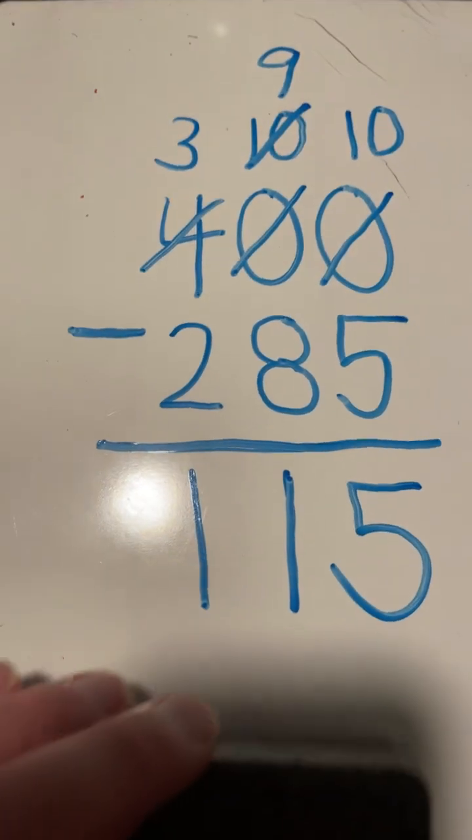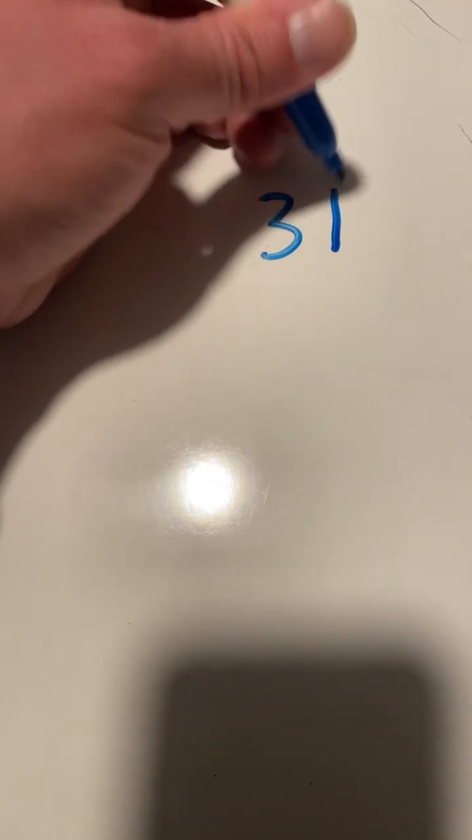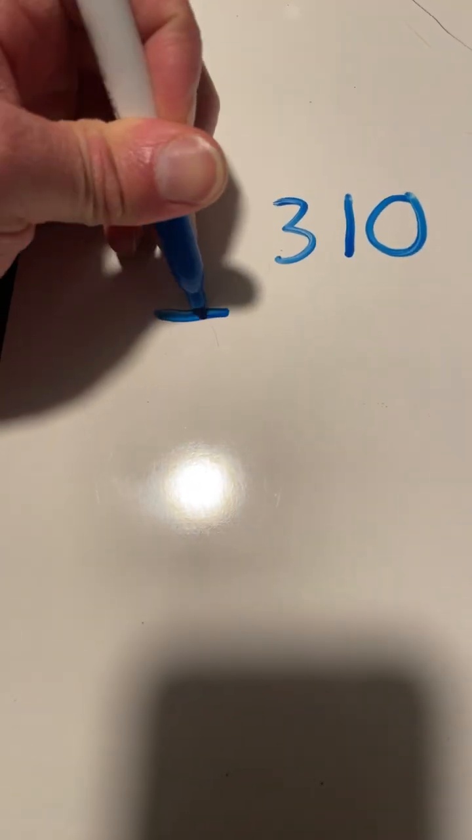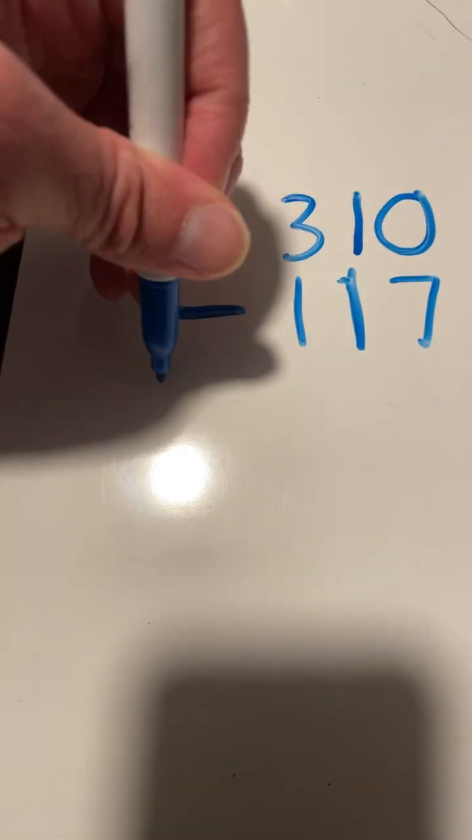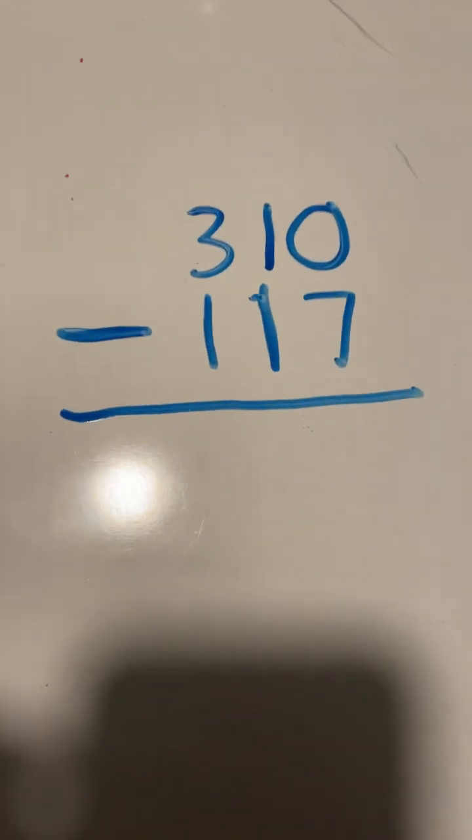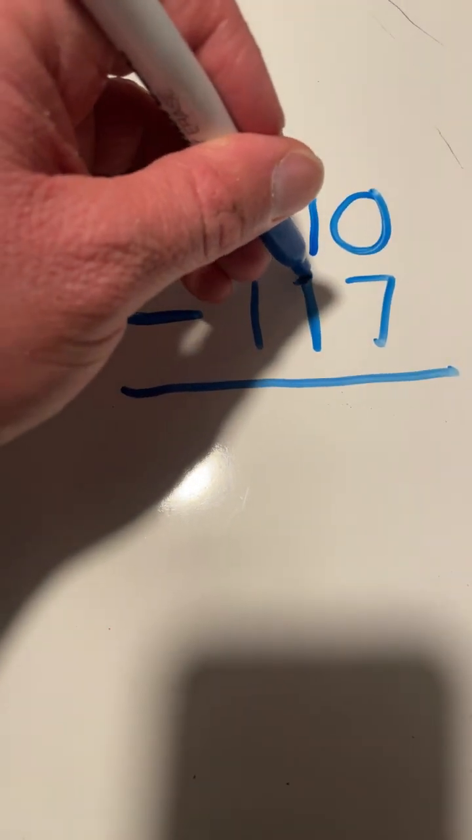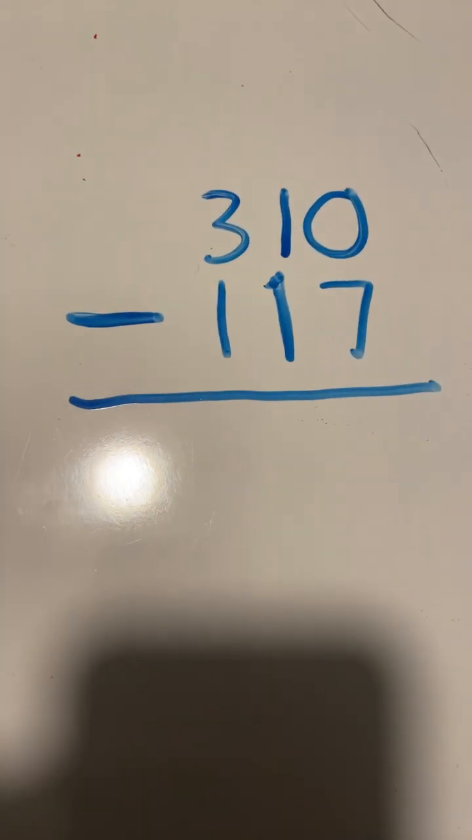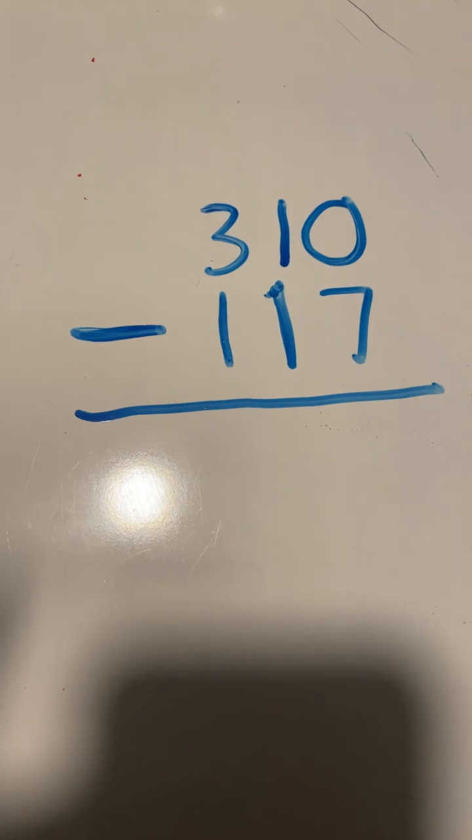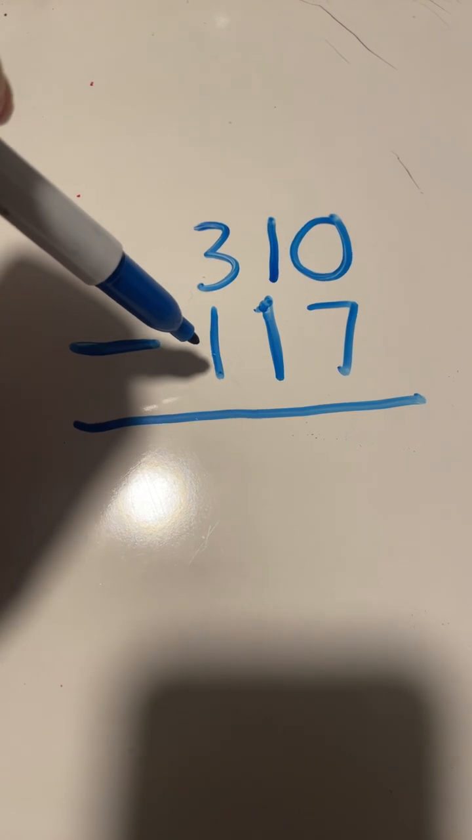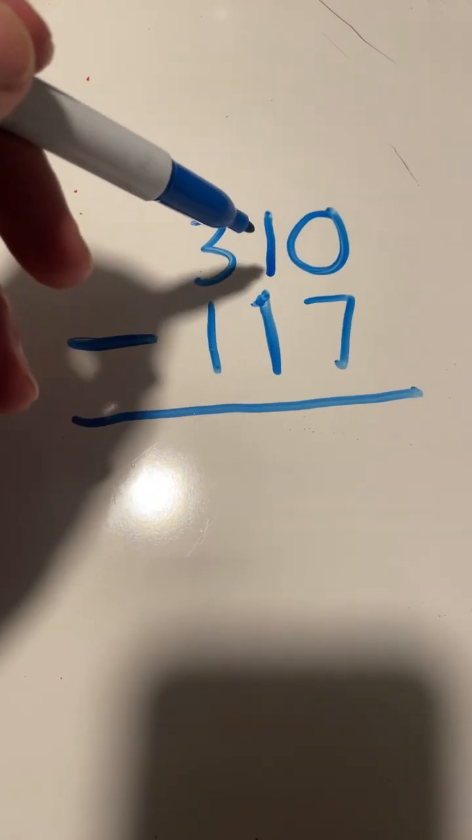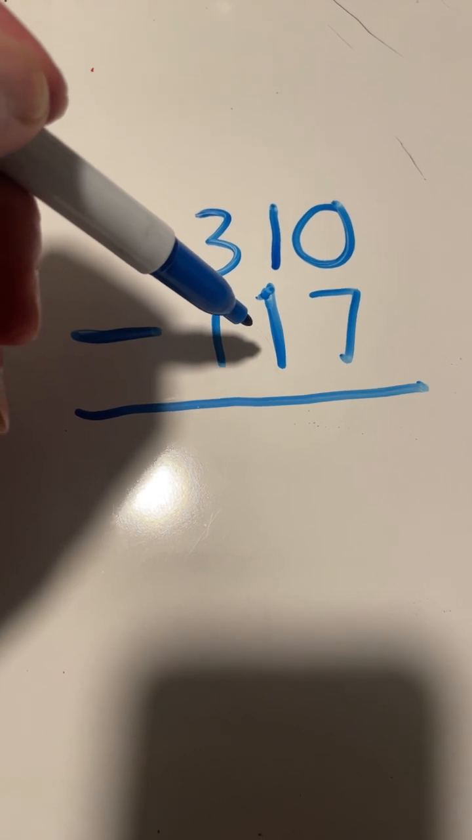I'm going to do one more problem now. All right, 310 minus 117. So again, we start by checking if regrouping is needed. So 3 is bigger than 1. We don't need regrouping for the hundreds place. 1 and 1, so we have the same number here.